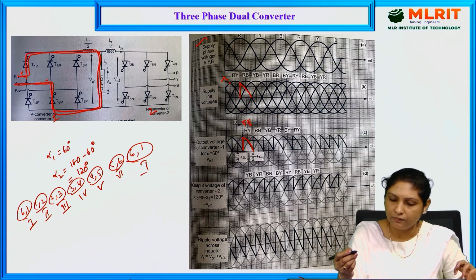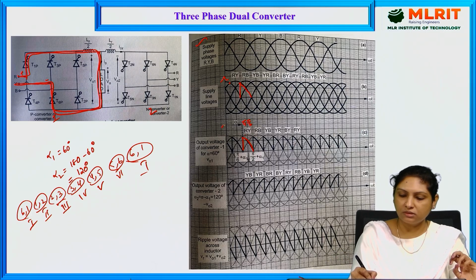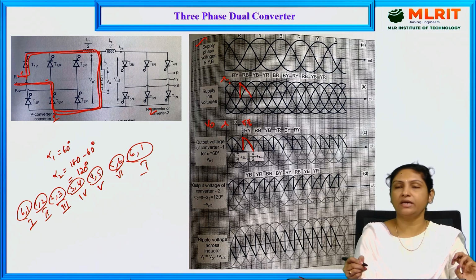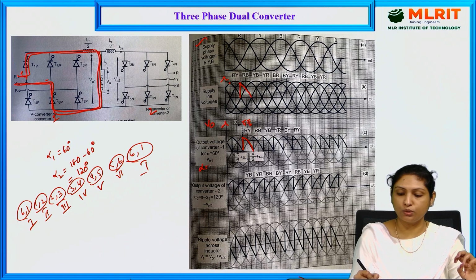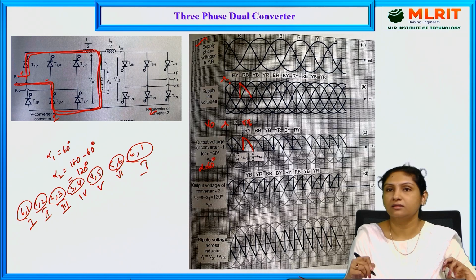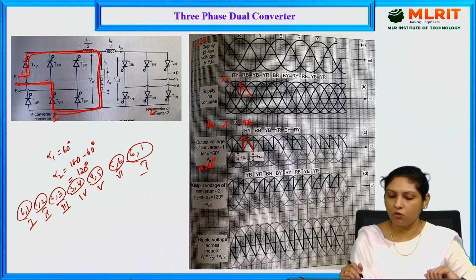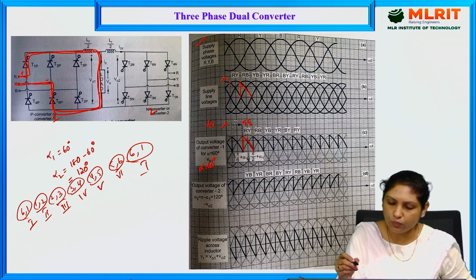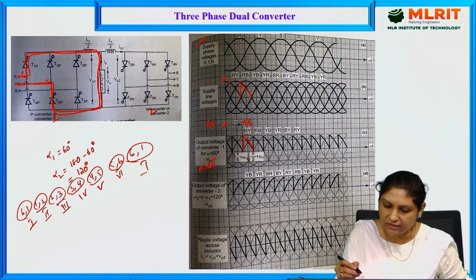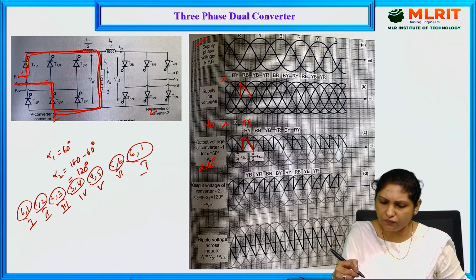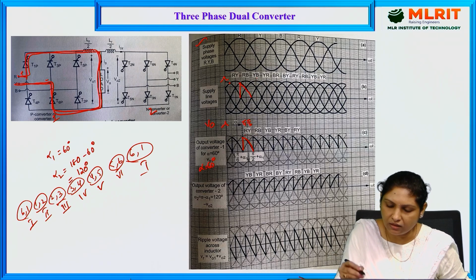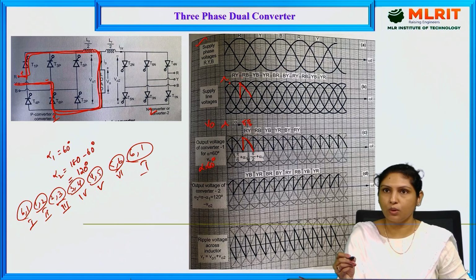And later, how is converter 2 triggered? This is the output voltage for alpha equal to 60 degrees, and we have provided this triggering pulse for converter 1. And how about converter 2? See, converter 2 will be triggered. Let us check out for YB. See, I am explaining YB for converter 1.